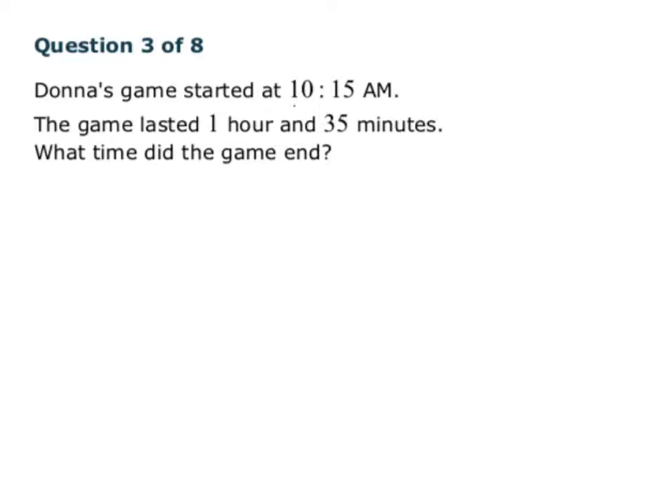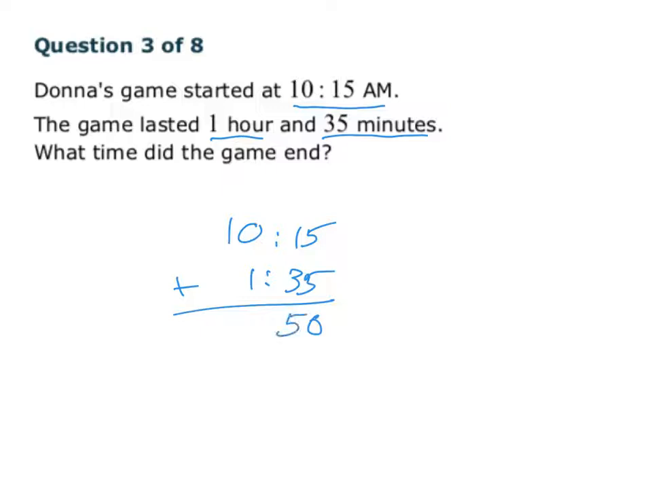Donna's game started at 10:15 a.m. The game lasted 1 hour and 35 minutes. What time did the game end? Okay, I can set this up the same way. So when I do this, I do not have to carry. It should be 11:50, and I didn't pass 12, so it's still in the morning. That answer makes sense.